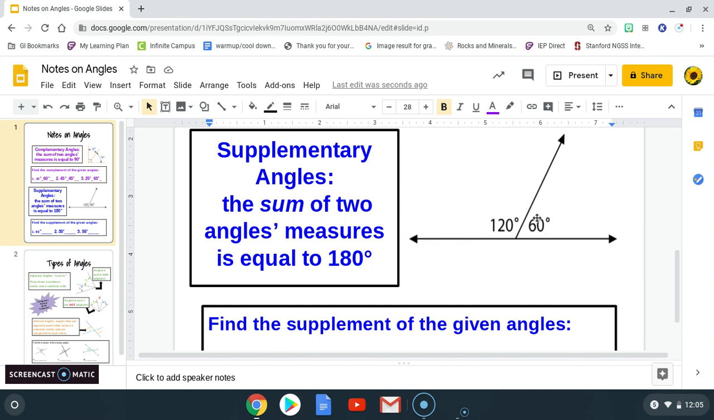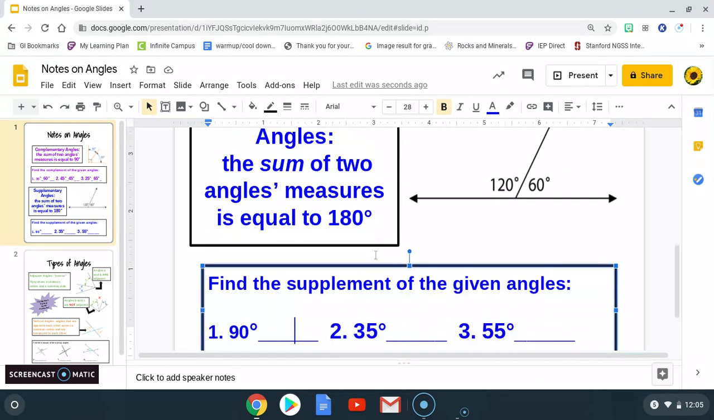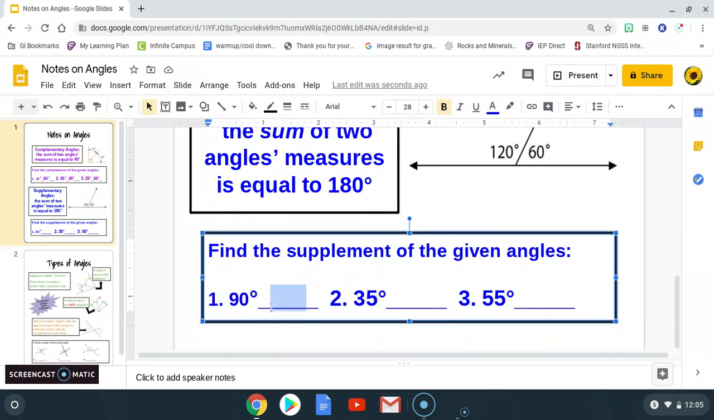So these two angles added together equal 180 degrees. So supplementary angles are when the sum of two angle measures is equal to 180 degrees. 120 plus 60 is 180. So now if we wanted to find the supplement of the given angles, we have to do 180 degrees minus the given angle. So 180 minus 90 is 90. So the supplement is 90 degrees.